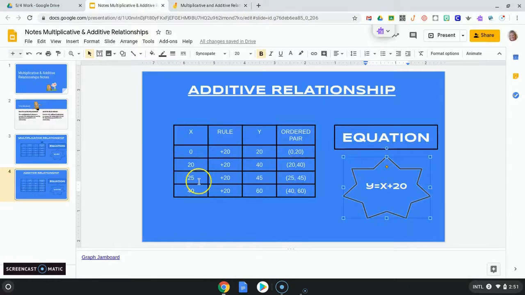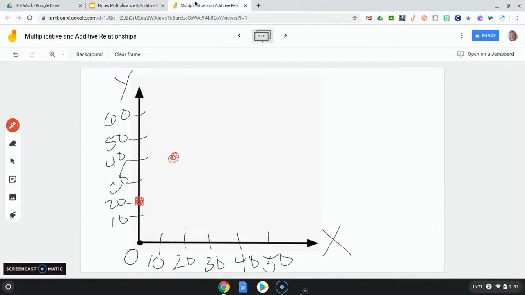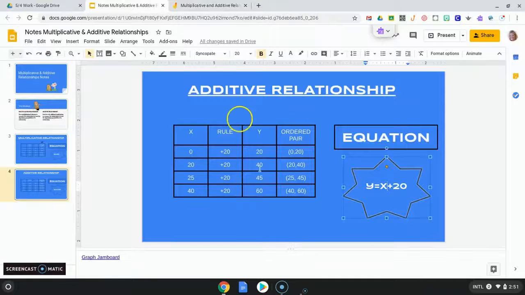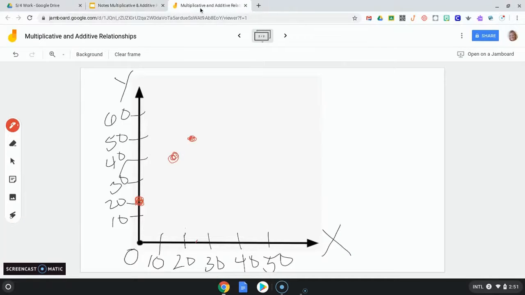And then I had 25, 45. Now, that's going to be in between 20 and 30. So I'm going to say here's 25 right there. So I'm going to go over to 25 and then about halfway between 40 and 50. And then I have 40, 60. So I'm going to go over to 40 and up to 60. And I'm going to do my best to draw a line here.